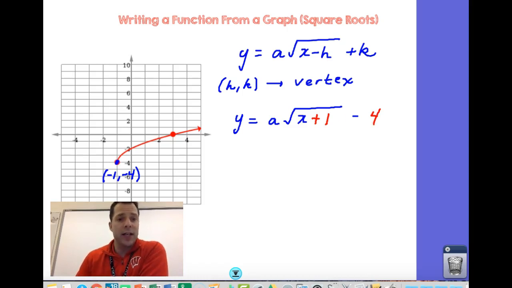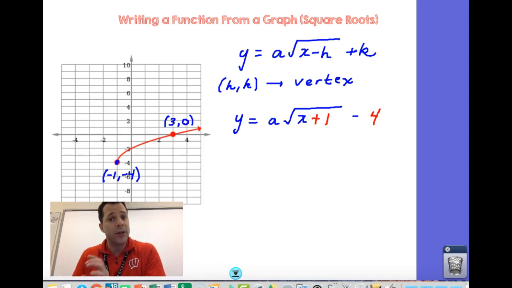So you might think you're done and say, great, I'm done, but I don't have my a value. So I need another point on that same graph, and in this case, I have the point 3, 0. So the vertex is the h and k. Yes, they are x and y points, but they're very specific. They get a specific spot in that graph, h and k. X and y is just any other point other than the vertex on that graph.